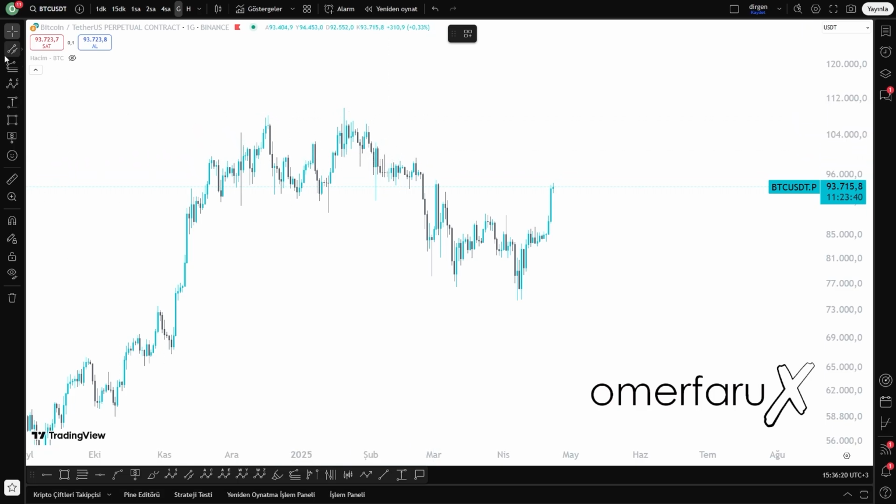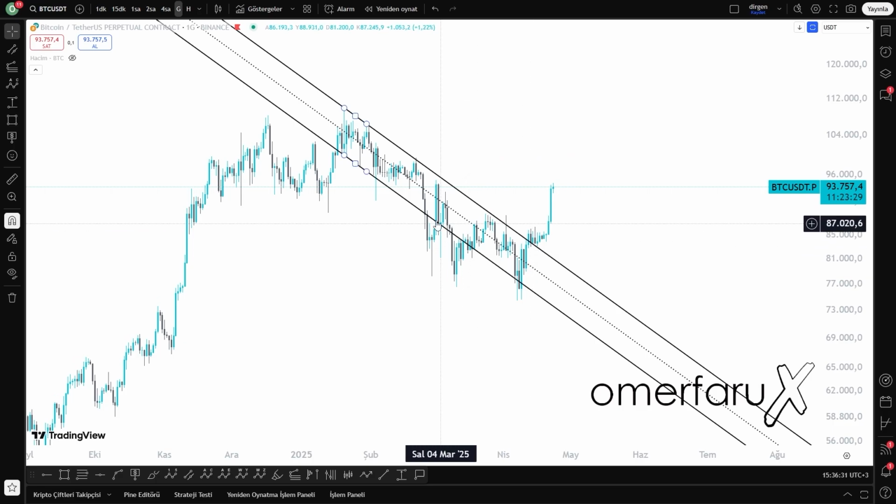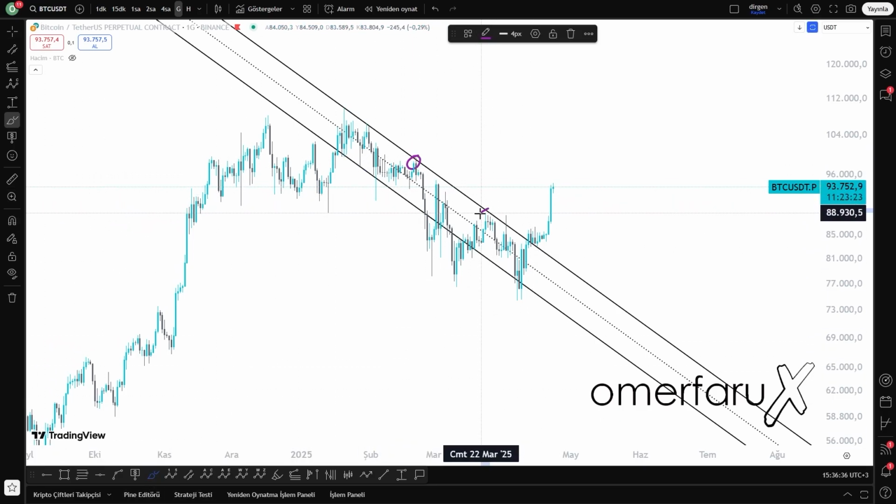Now here friends, we had a downtrend structure in Bitcoin and we talked about this downtrend many times. We see that the price movements here have declined many times from the trend. And here, providing permanence, supported the price movement upwards.